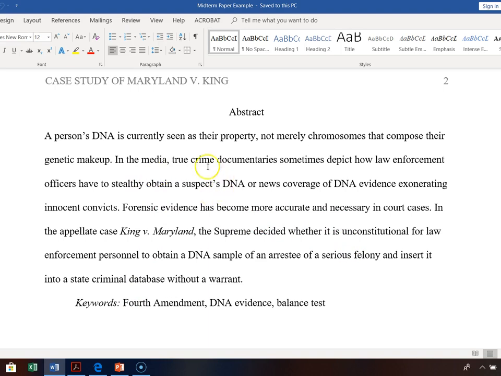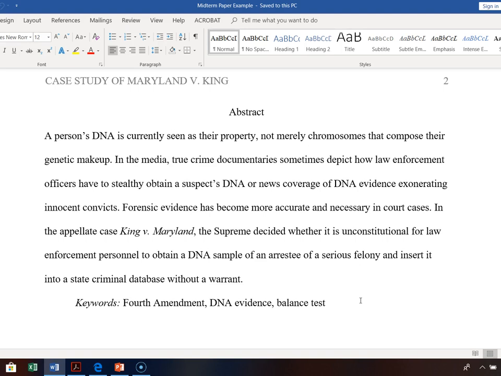A person's DNA is currently seen as their property, not merely chromosomes that compose their genetic makeup. In the media, true crime documentaries sometimes depict how law enforcement officers have to stealthily obtain a suspect's DNA, or news coverage of DNA evidence exonerating innocent convicts. Forensic evidence has become more accurate and necessary in court cases.